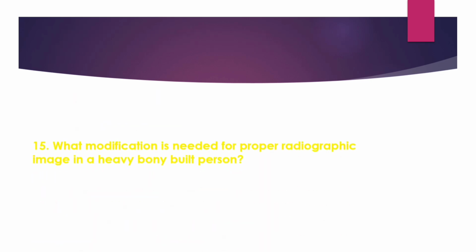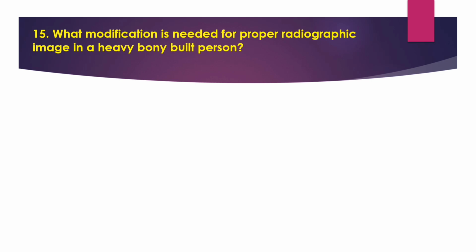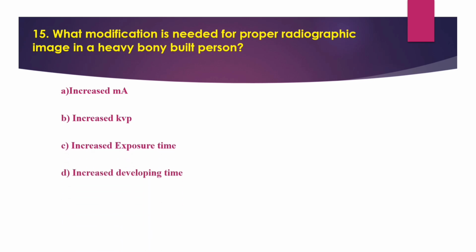Moving on to the next question, question number 15. What modification is needed for proper radiographic image in a heavy build, bony build person? Option A, increased mA. mA means tube current. Option B, increased kVp, that is kilovolt peak. Option C, increased exposure time. And option D, increased developing time. So what modification has to be given for a heavy bony build person when compared with a slim person? The apt answer is option B, increased kVp.